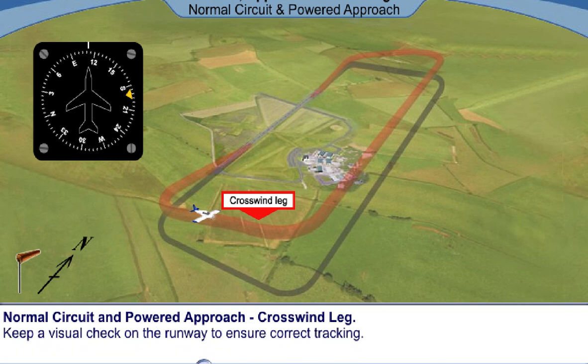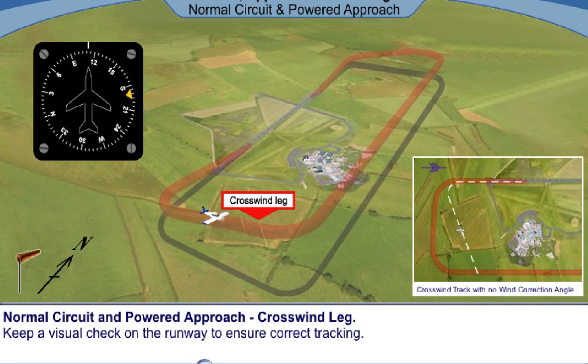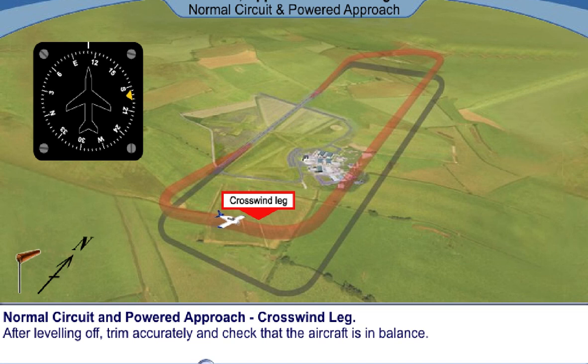Having selected a heading on the direction indicator or selected a heading towards a suitable reference point, look back at the runway and check that you are tracking correctly. The most common fault on this leg is to fly a heading at 90 degrees to the runway without any wind allowance. You then start the downwind leg too far downwind. This reduces the time available to do the pre-landing checks. After leveling off, make sure you trim accurately and check that you're in balance.